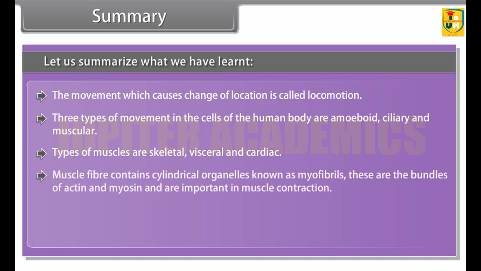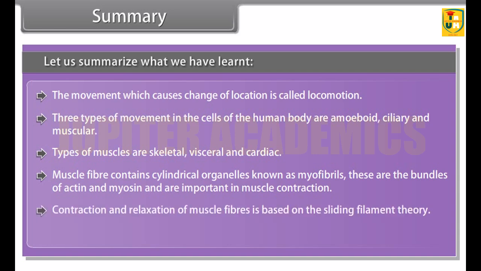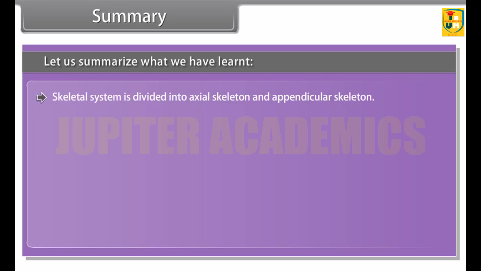Muscle fiber contains cylindrical organelles known as myofibrils. These are the bundles of actin and myosin and are important in muscle contraction. Contraction and relaxation of muscle fibers is based on the sliding filament theory. Human beings have 206 bones and a few cartilages. The skeletal system is divided into axial skeleton and appendicular skeleton.